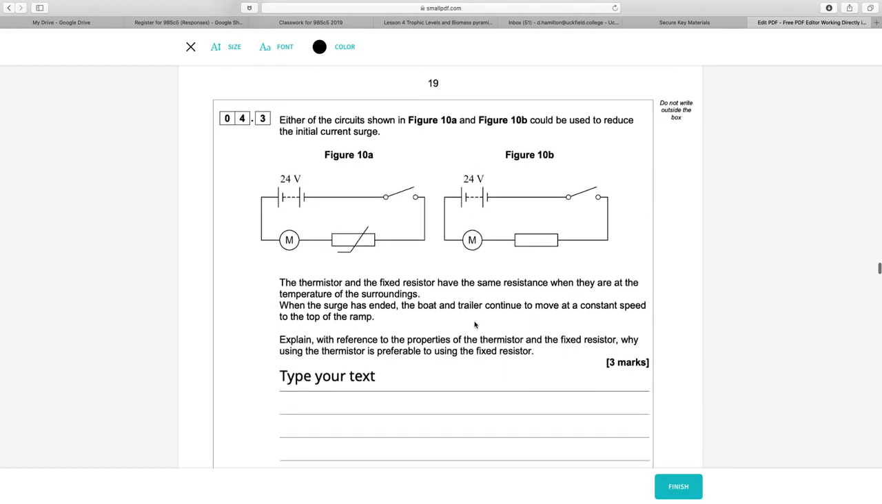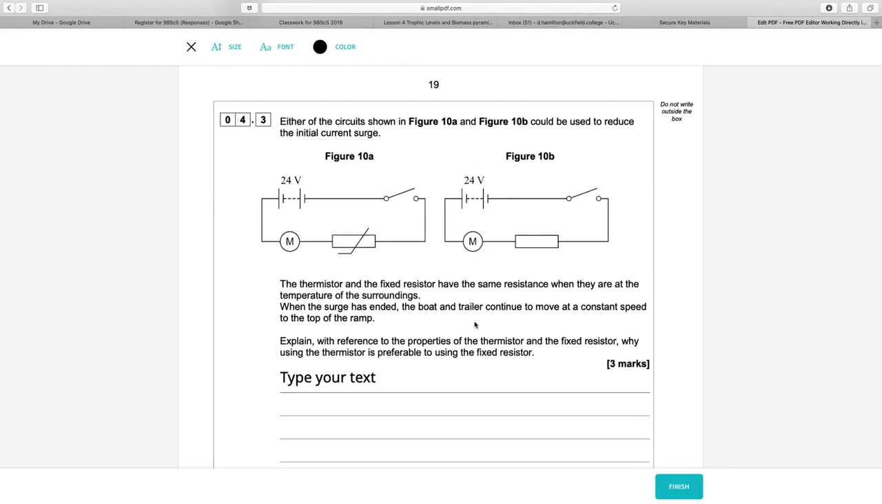So 4.3 then, either of the circuits could be used to reduce the initial current surge. Why would the thermistor be better? So the thermistor, the resistance changes dramatically, exponentially, with temperature. And the temperature will rise because of the current flowing through it. So as the current rises, the temperature rises, the resistance falls. Conversely, when the current is low, the resistance is high because the temperature is low. So initially, the current will be smaller because the thermistor will be colder, and so the resistance will be higher, which is what you want.